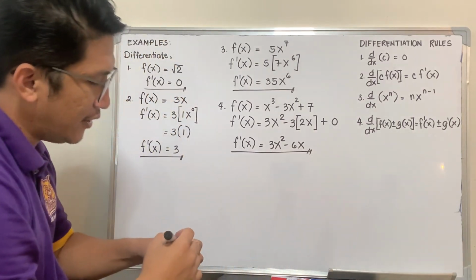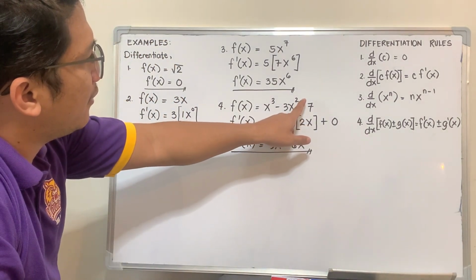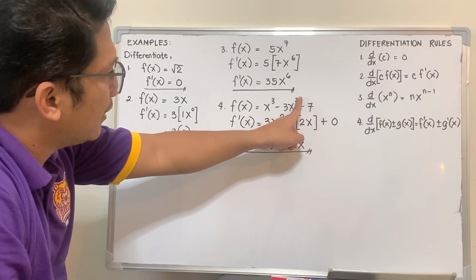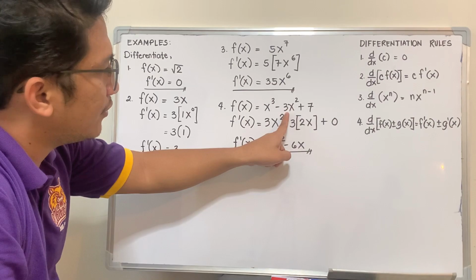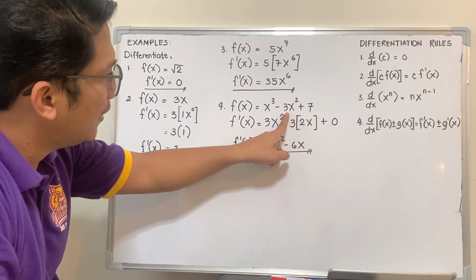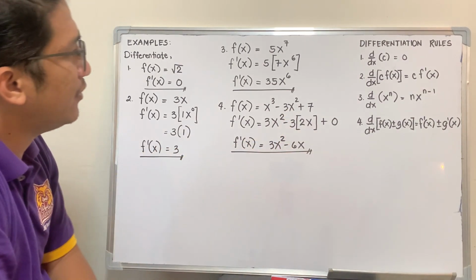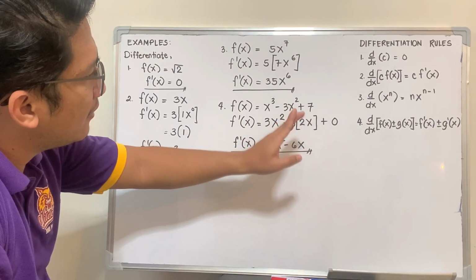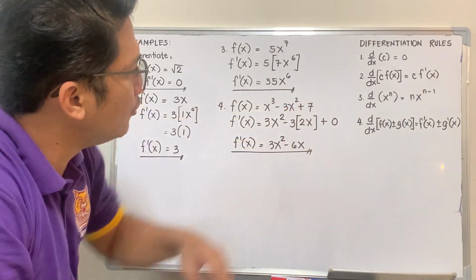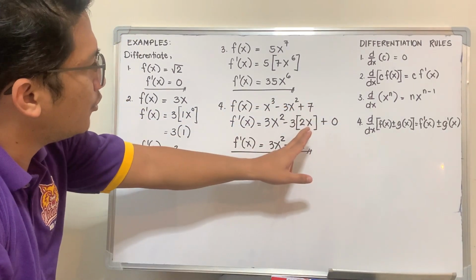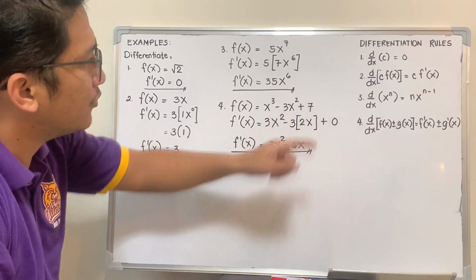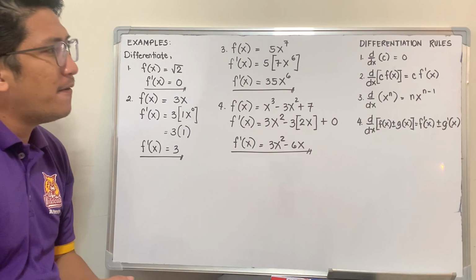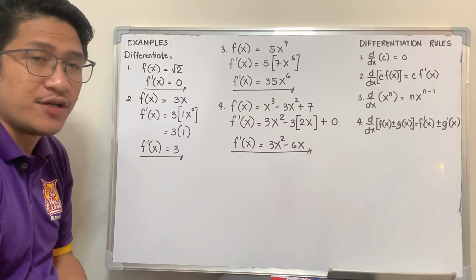So actually, you can just multiply 2 and 3 right away. You can also do that. The exponent, you multiply directly with the numerical coefficient. Okay, so you go straight to 6. You can do that too. I'm just trying to emphasize that the 3 is separated following rule number 2. Then the exponent becomes the numerical coefficient, and then you subtract 1. Okay, so those are the first 4 basic differentiation rules.